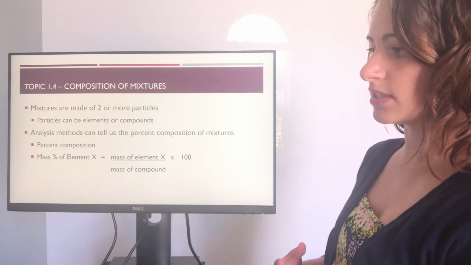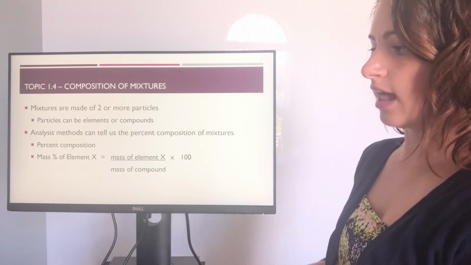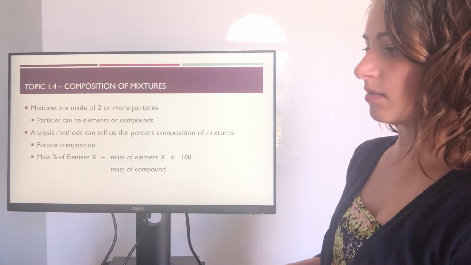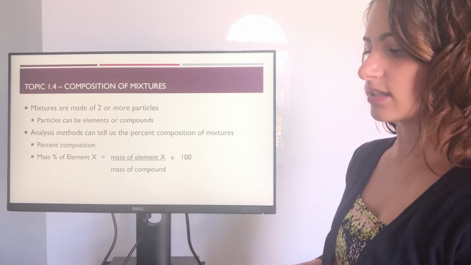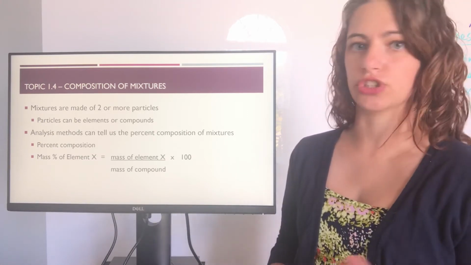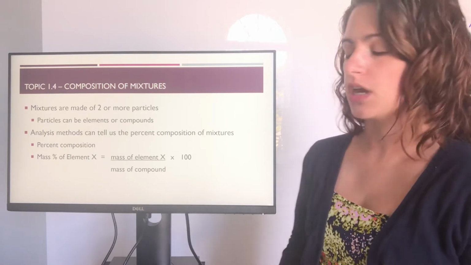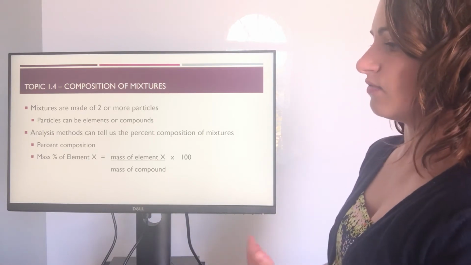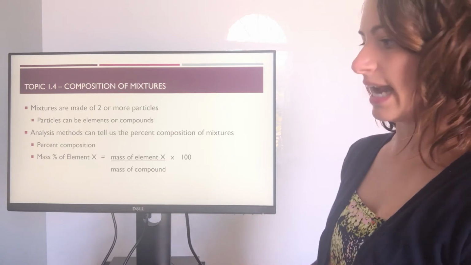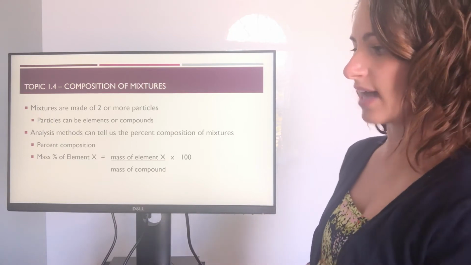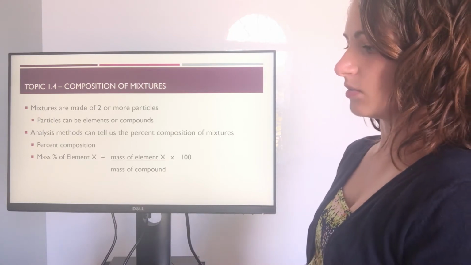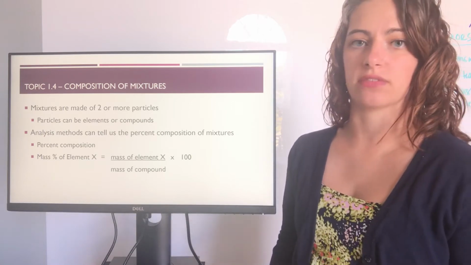So the percent composition is the mass of a certain element, which we can find by the mass divided by the mass of the compound times 100. So it's just what your typical percent would be. So if you know from analysis the certain mass of one of the elements in the compound, you can figure out the mass of another element.